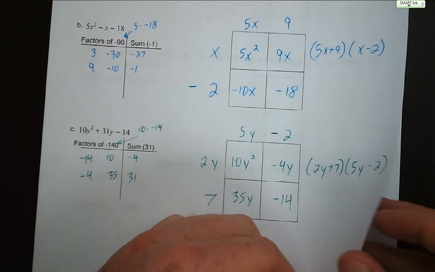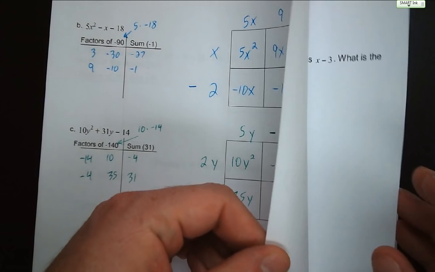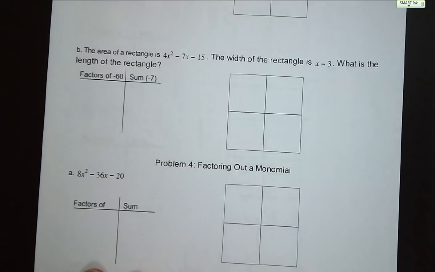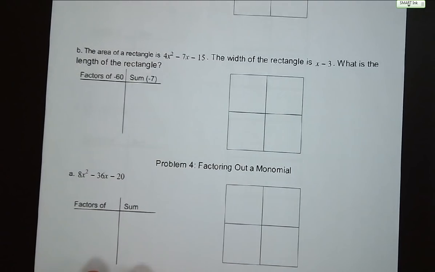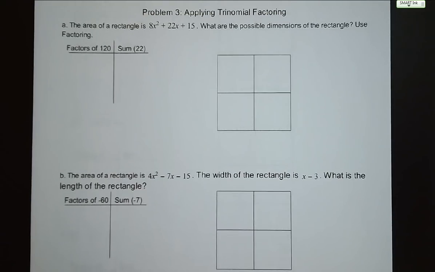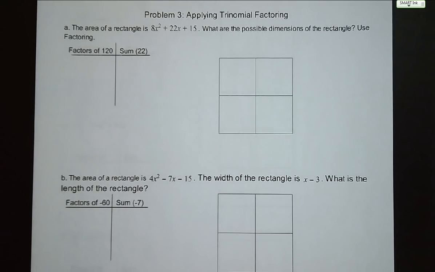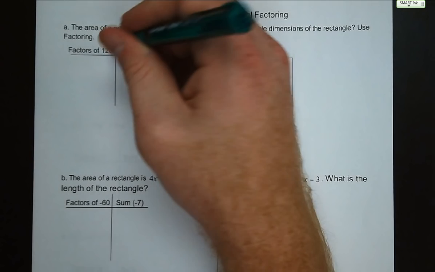Next page in the notes, problem number 3, applying trinomial factoring. So the area of a rectangle is 8x squared plus 22x plus 15. What are the possible dimensions of this rectangle using factoring? Okay. So 8 times 15 is going to give us our 120.